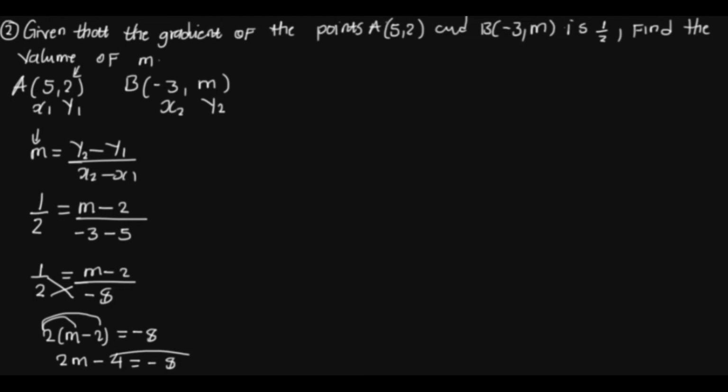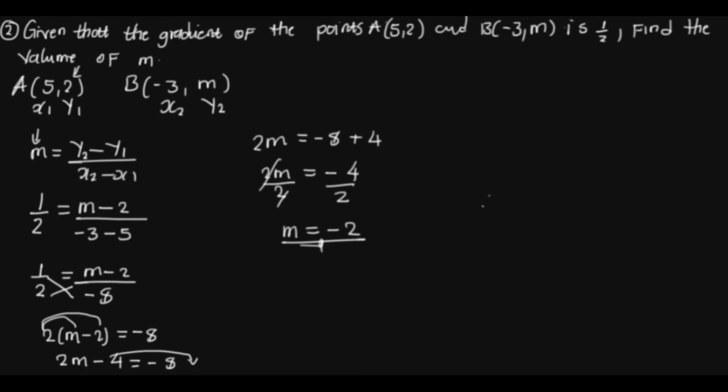Then we're going to move this -4 to the other side. So we have 2m is equal to -8. So the sign will change from -4 to +4. So you can see that we are going to subtract: -8 plus 4 is -4. We divide by 2, also by 2. Therefore, the value of m is -2. So that is how you can find a missing coordinate given the value of a gradient.